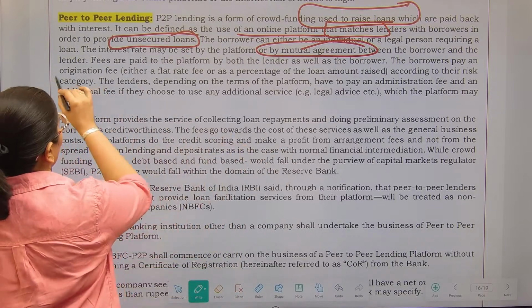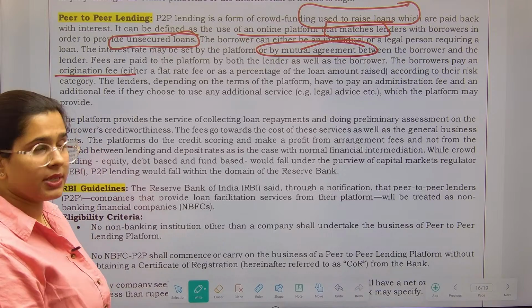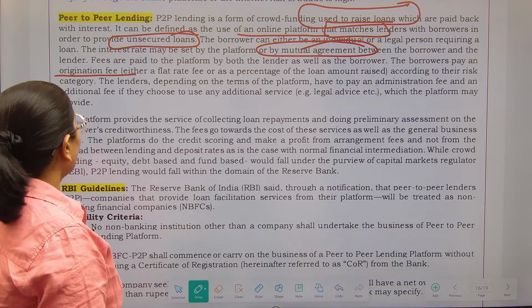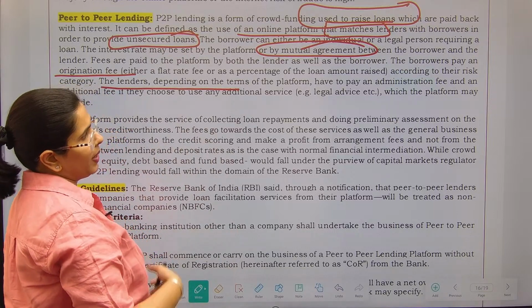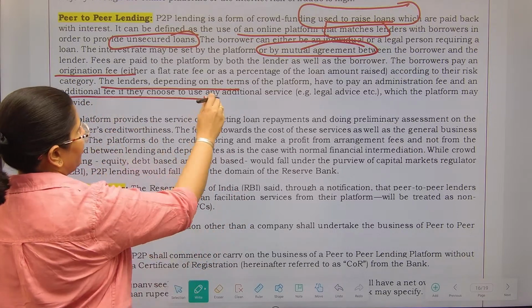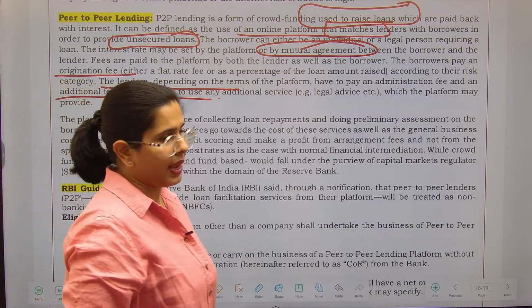The borrowers pay an origination fee, that is either a flat rate fee or a percentage of the loan amount raised, according to the risk category. The lenders, depending on the terms of the platform, have to pay an administration fee and an additional fee if they choose to use any kind of additional service which the platform may provide.